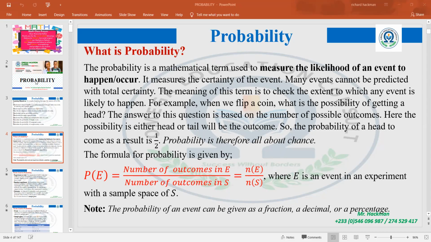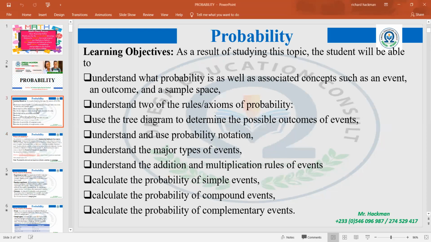By the end of the lesson, these are the objectives that we are supposed to attain. The objectives are there, and as we move on, when you realize that an objective has been well catered for, you check it. After going through, if you understand the two rules or axioms of probability, you check. These are the objectives, as you can read.